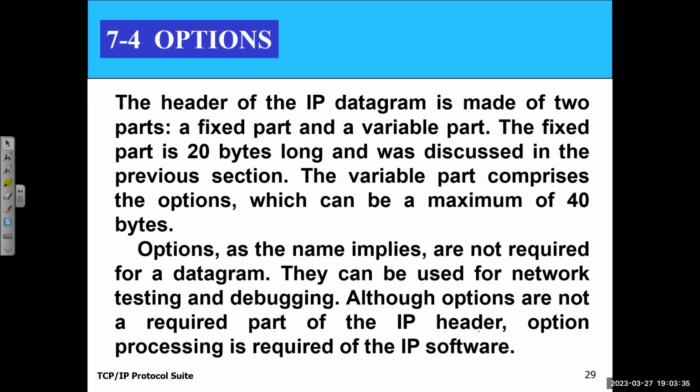And why do we use the optional one? Why do we need it? Again, options means not required, and usually used for testing and debugging the network. That's really the purpose of the options. So based on your experience, can you tell me some of the tools we use to debug the network?